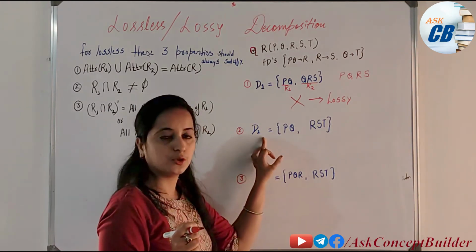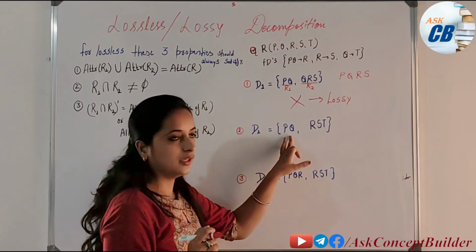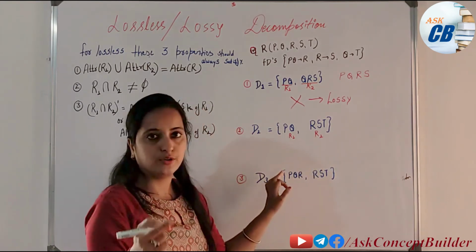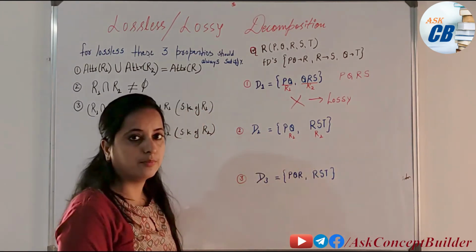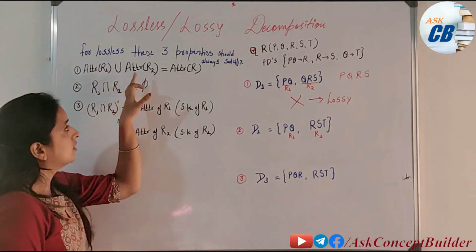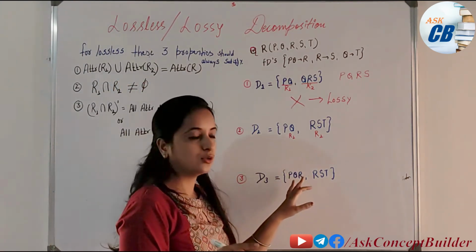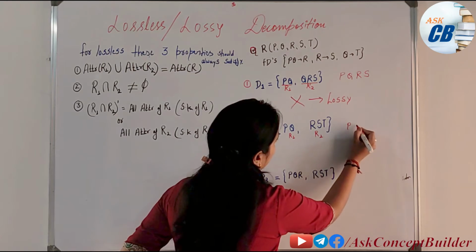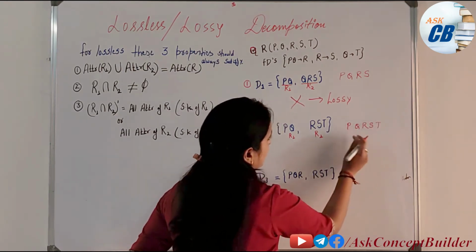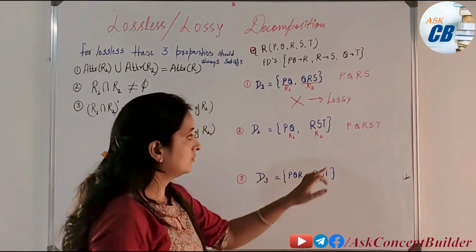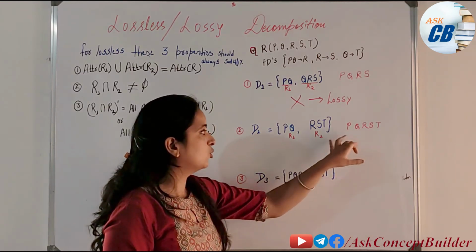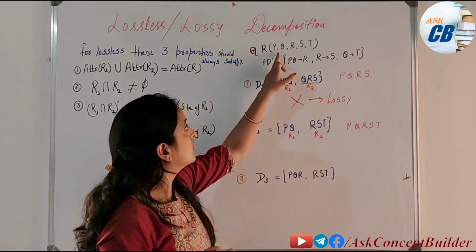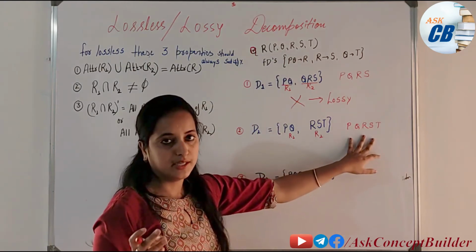Now say this is your decomposition D2. Now it is decomposed into two sub relations, PQ and RST. So let us suppose this is your R1 and this is your R2. Now what you have to do in decomposition, the first point you have to check is that the union of these two should give the attributes of R. See, this is PQ, this is RST. Now the union of these two will give you PQRST. Now is the union of R1 and R2 equal to the attributes of R? The R attributes are PQRST. Yes, we are getting all the attributes.